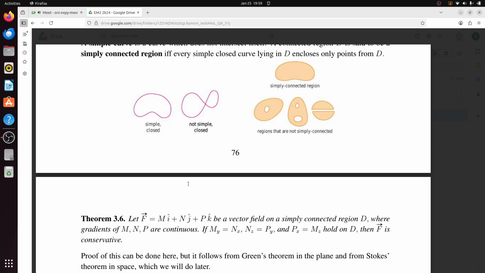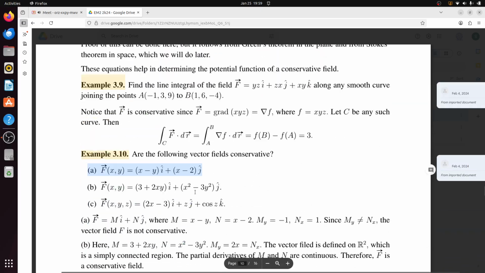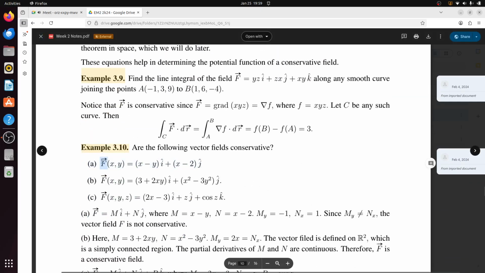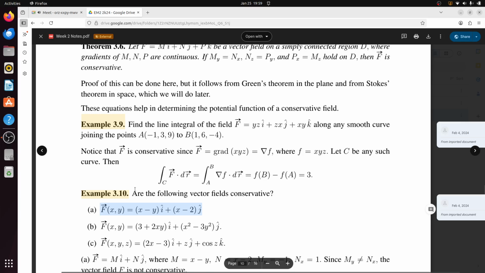फिर del P del y equal to del N del z है ना, फिर del M del y equal to del N del x, और फाइनली probably del P del x equal to del M del z। तो ऐसे देखना होता है। तो पहले ये तो देख लो, f x y equal to x minus y equal to x minus 2. तो क्या ये कॉन्जर्वेटिव है?